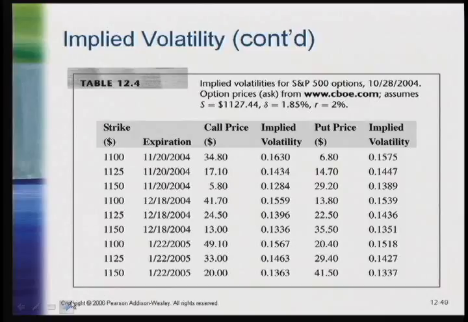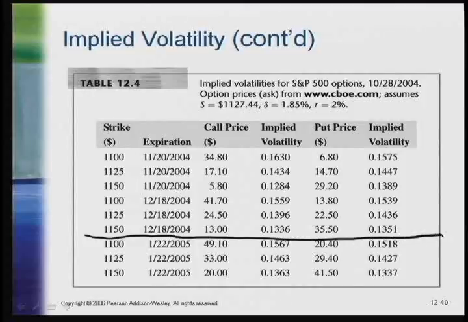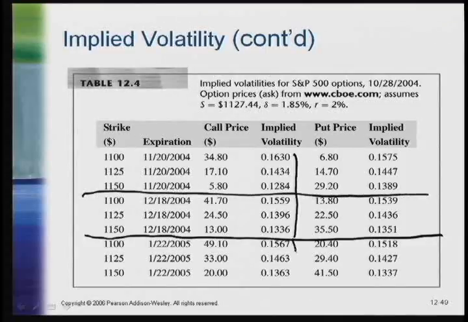Here's an example of where the implied volatilities are not perfectly the same. First of all, you'll notice that these are volatilities for the options expiring on 12/18/2004. So we fix the expiration date. You'll notice that the implied volatility has a pattern as a function of the strike price. No, I'm sorry. Let's go back. So here on this table, we're going to split into the different maturities.